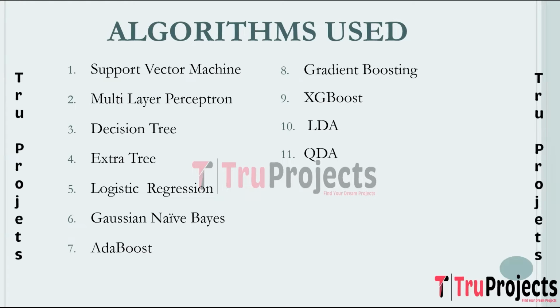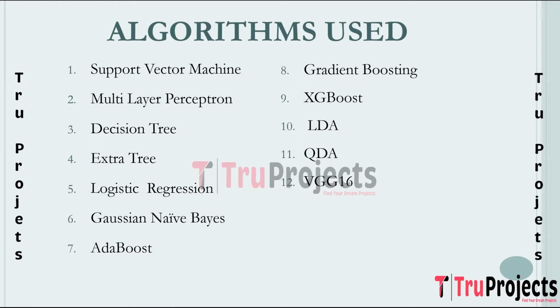The next algorithm is QDA, which is quadratic discriminant analysis. It is a classification algorithm similar to LDA but relaxes the assumption of equal covariance matrices across classes. It estimates separate covariance matrices for each class. QDA is utilized in the project for classification tasks when the assumption of equal covariance matrices is not met. It provides flexibility in modeling nonlinear decision boundaries and capturing complex relationships between features.